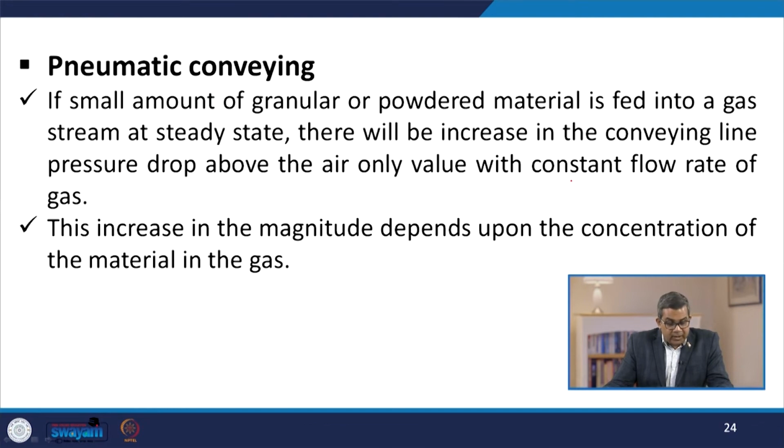Let us talk about pneumatic conveying. Now if a small amount of granular or powdered material is fed into a gas stream at steady state, there will be an increase in the conveying line pressure drop above the air-only value with constant flow rate of gas. This increase in magnitude depends upon the concentration of the material in the gas. As the material flow rate into the conveying line increases, the conveying line pressure drop will also increase.